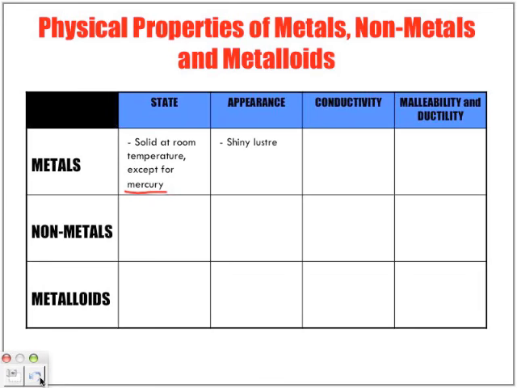The appearance: they have a shiny luster, as we said. They're silver, gray, right? But they're shiny. Conductivity: well, they're good conductors of heat and electricity, right? So they allow current to flow. They get very hot, right?